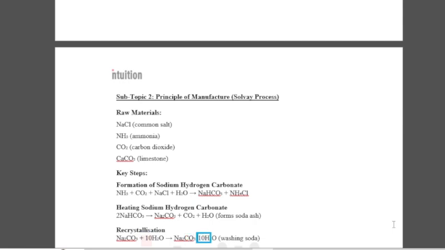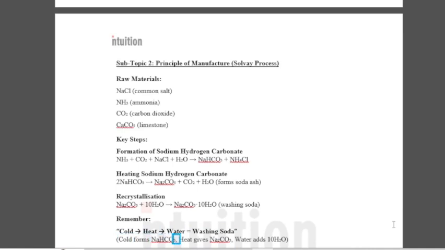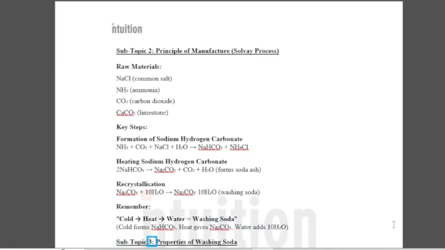Recrystallization: Na₂CO₃ + 10H₂O gives Na₂CO₃·10H₂O, washing soda. Remember, cold, heat, water equals washing soda. Cold forms NaHCO₃. Heat gives Na₂CO₃. Water adds 10H₂O.